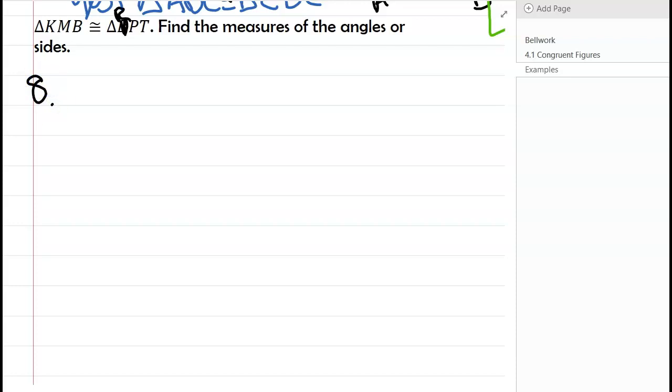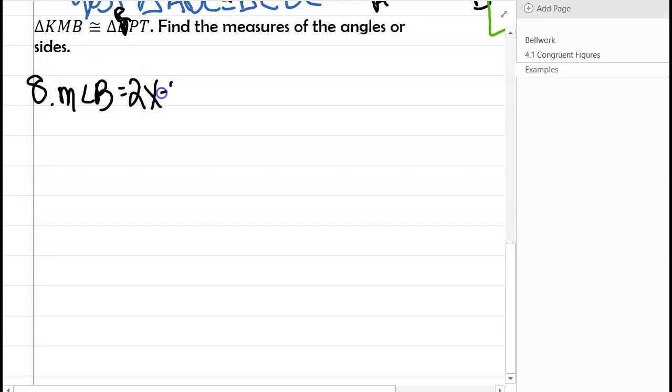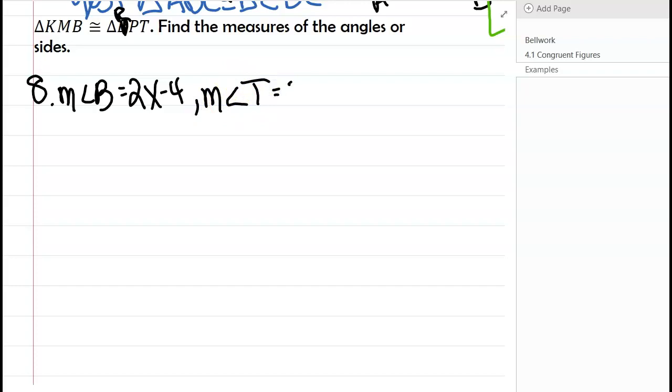Okay, so knowing that these triangles are congruent, here's what I tell you. The measure of angle B equals 2x minus 4. And the measure of angle T equals 3x minus 12. So I have these 2 triangles, I know they're congruent, and they give me the measure of angle B and the measure of angle T. Great. What do you know about the measure of angle B and the measure of angle T?